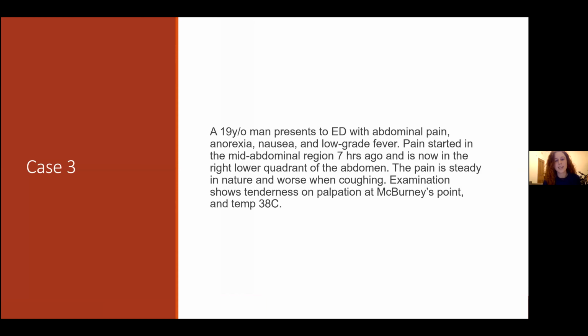Examination shows tenderness on palpation of McBurney's point, and he has a temperature of 38 degrees. So does anyone know what this could be? People are saying acute appendicitis. Yeah, so that's right.